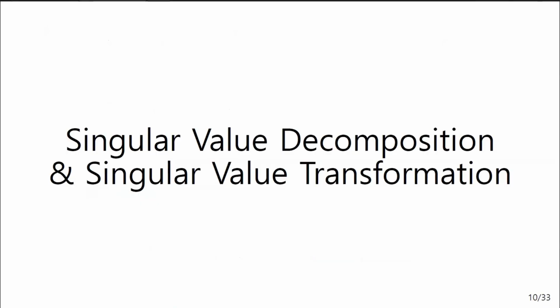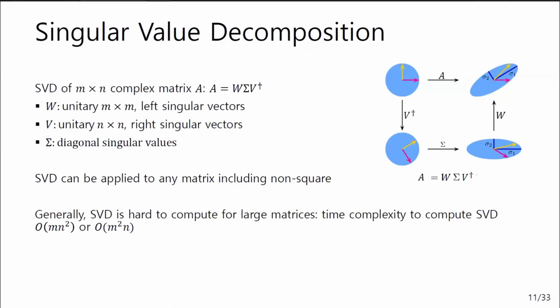Then I'd like to define singular value transformation in this section. Before talking about singular value transformation, I'm going to talk about singular value decomposition briefly. SVD, singular value decomposition. All m by n complex matrices can be decomposed into two unitary matrices and one diagonal matrix, like this: A is equal to W sigma V dagger.